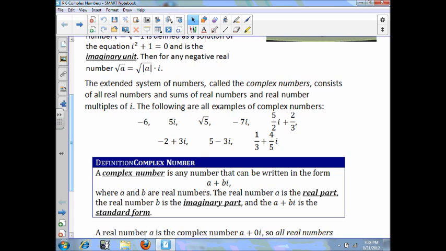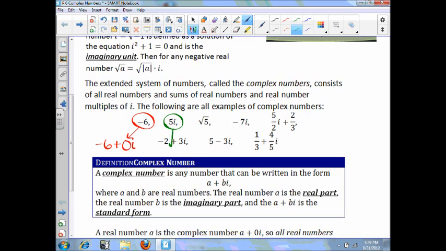Those are all examples. Now, the definition of a complex number: that's any number that can be written in the form a plus bi, where a and b are real numbers. The real number a is the real part, and the real number b is the imaginary part. And a plus bi is the standard form. Now you're probably wondering, well, if a plus bi is a complex number, how is negative 6 going to be a complex number? You can rewrite that as negative 6 plus 0i. The same thing with 5i. That can be written as 0 plus 5i. Those would both be in standard form.